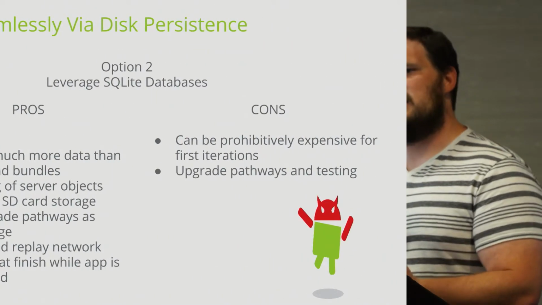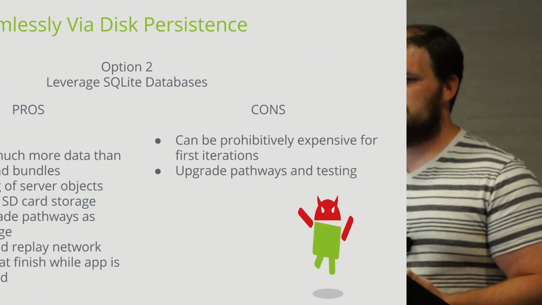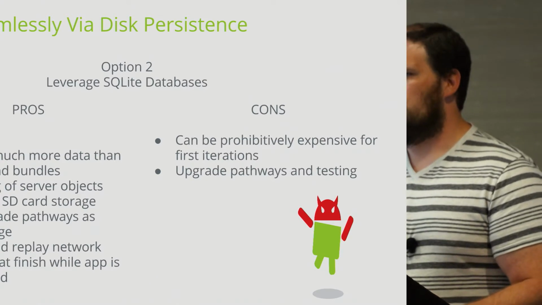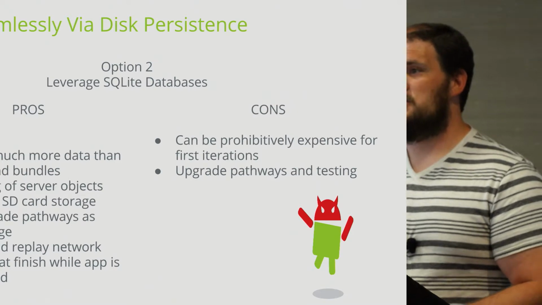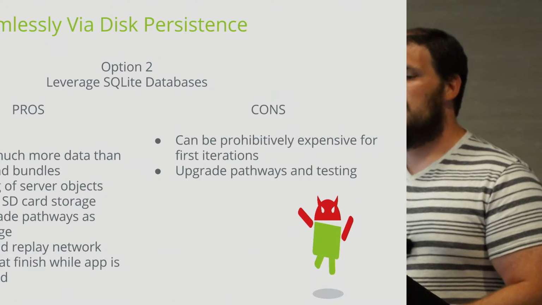So the next Android 101 option is to leverage SQLite. This is probably your most robust option because you get a full database. You can do network caching. You can leverage SD card storage. You get upgrade pathways to persist data across installs.